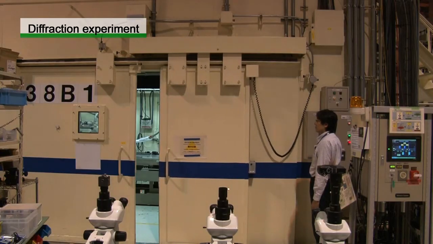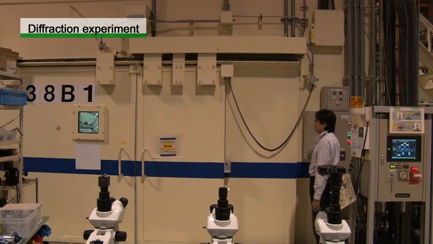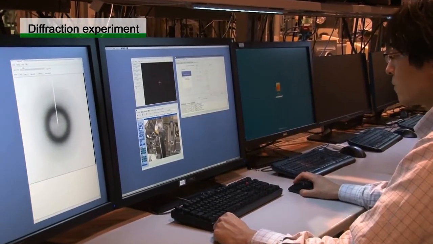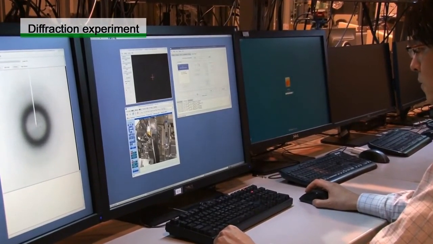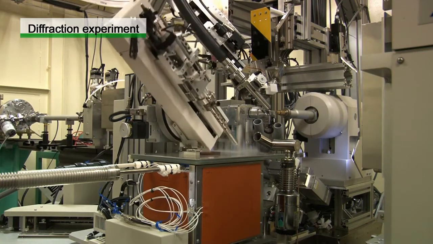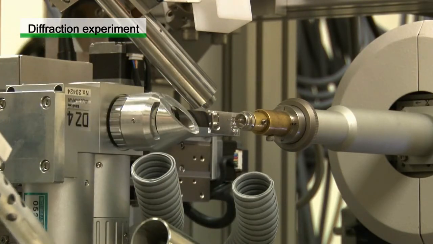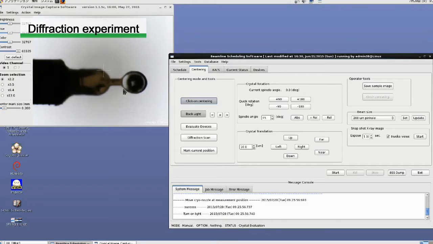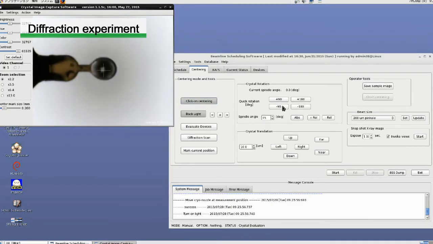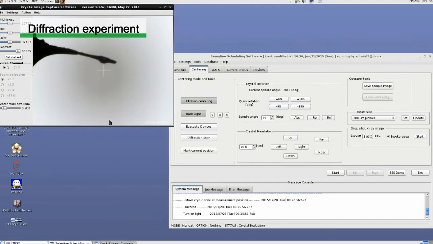The experimental hatch is closed before the experiment begins. The diffraction experiment is controlled using the computer located outside the experimental hatch. Inside the hatch, the sample changer automatically mounts the sample on the experimental apparatus. While observing the microscopic image of the protein crystal, the position of the crystal is aligned so that it is placed on the X-ray beam path.